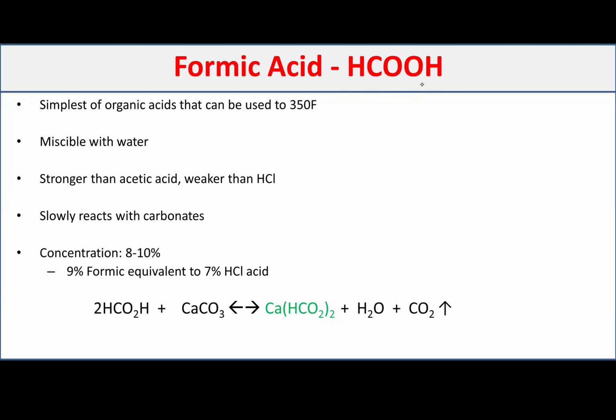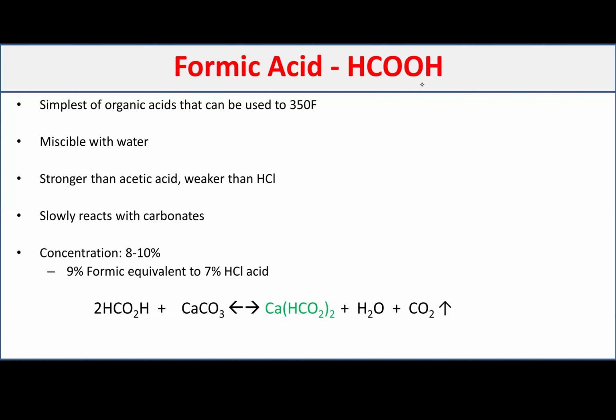miscible in the water. This acid, formic acid, is stronger than acetic, but weaker than HCl. So from strength point of view, HCl will be the strongest one, then formic, the second one, and acetic will be the last one. And the reaction rate is fast, but is much slower compared to the HCl.